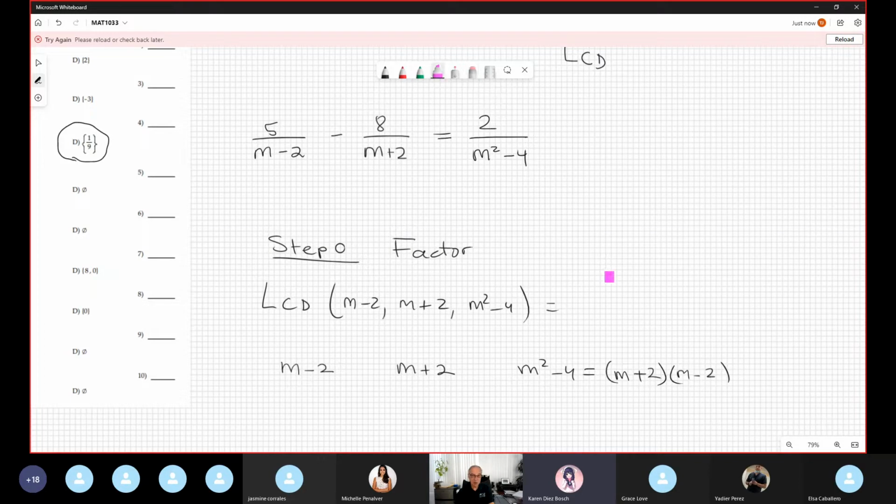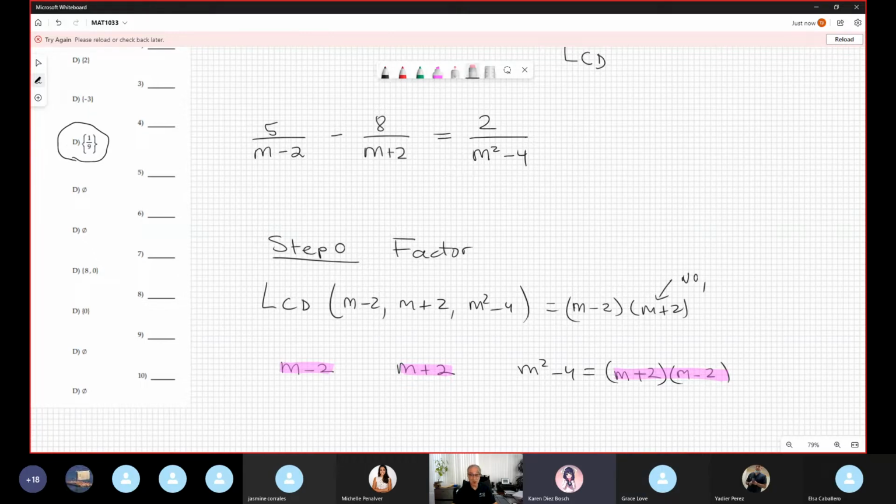What is the least common denominator between this factor and this factor? It's m minus 2. And m plus 2. So what is the LCD? What is the answer of this? You say it's m minus 2 and m plus 2, no? Yes.